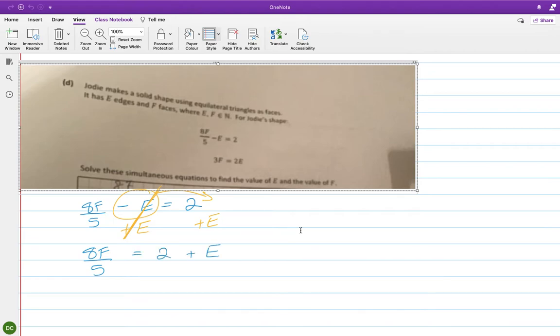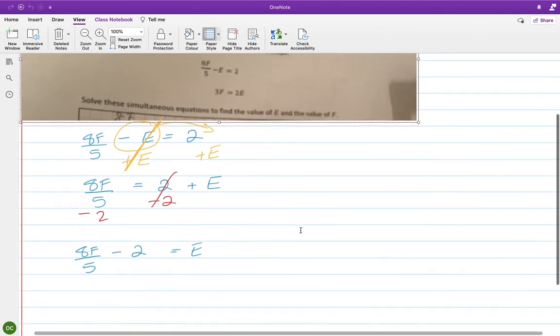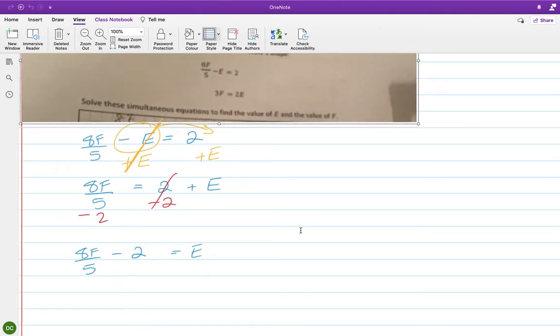And then again, I want the e on its own. I think you attempted to do this, but you had your signs wrong as far as I remember. So I'm going to minus the 2 here and minus the 2 over here. So that gives me e equals 8f over 5 minus 2. And then I'm going to sub that into the other one.